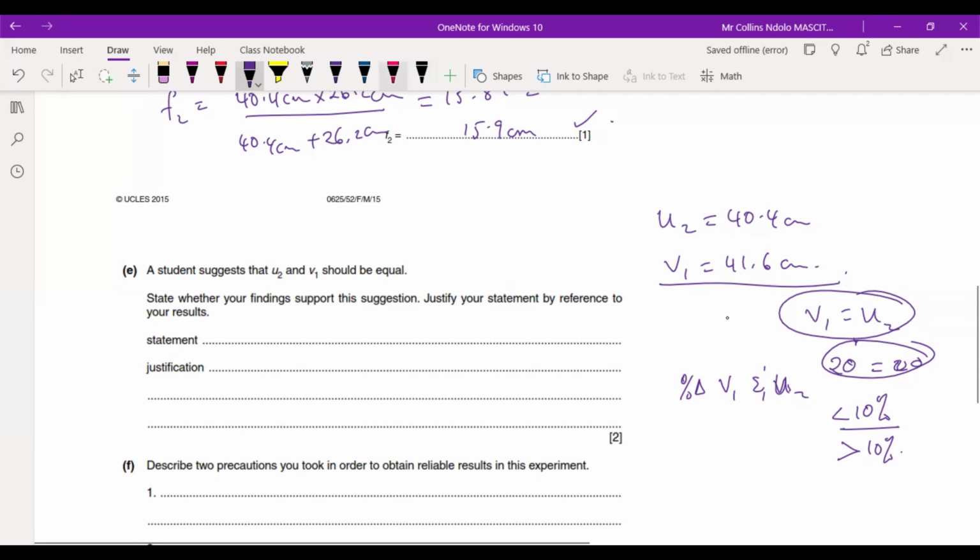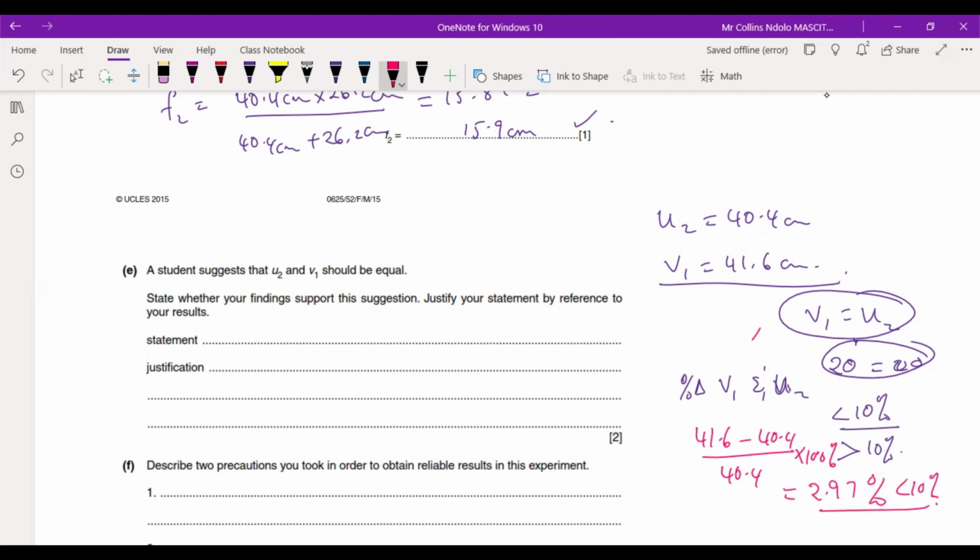So let's look at this. So we will have a difference that is 41.6 minus 40.4, divided by the least value, the smallest value. So the small value is 40.4, and whatever you get, you multiply by 100%. This gives us a value of about 2.97. Let me just confirm, 2.9%, which is less than 10%.